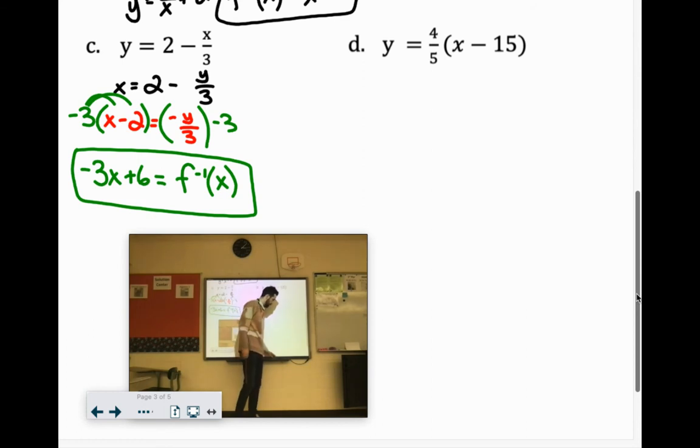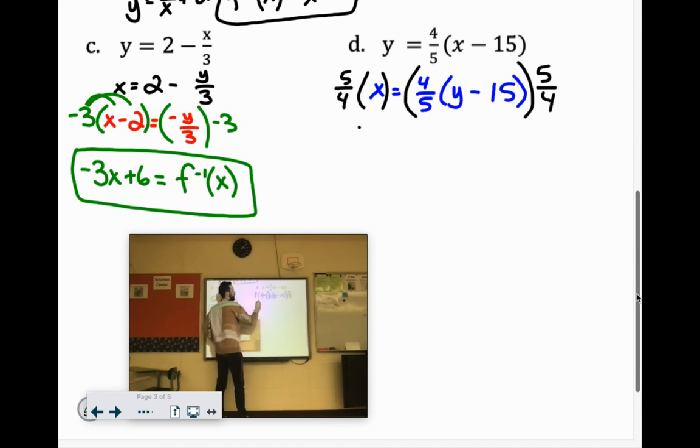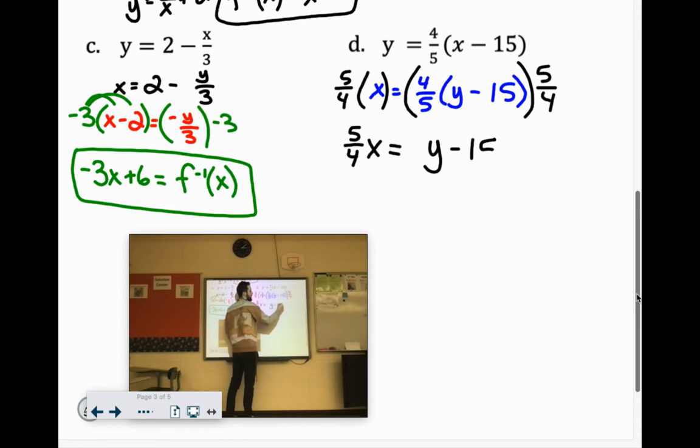All right, last one. Replace, swap them. If you'd like, you could totally distribute the 4/5 to both of those. Unnecessary. We're going to multiply both sides by the reciprocal now to cancel that out. 5/4. So we'll have 5/4 x equals, and the 5/4 just cancels out the 4/5 in front. So we'll just have our y minus 15 left.